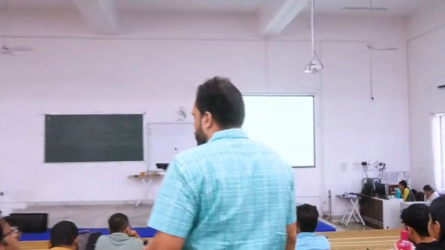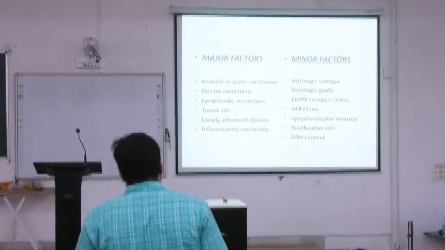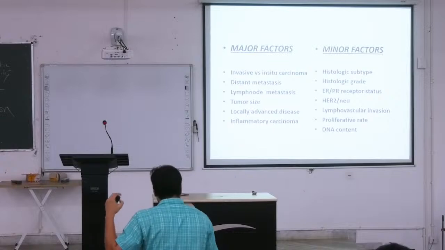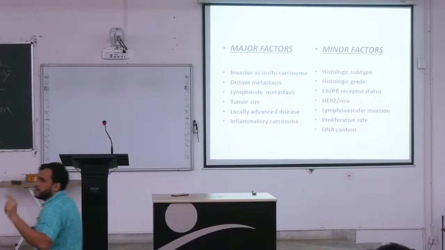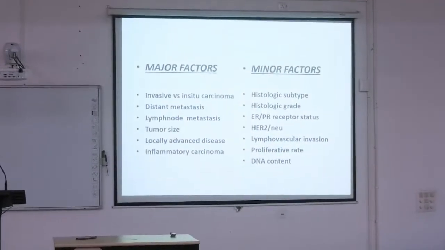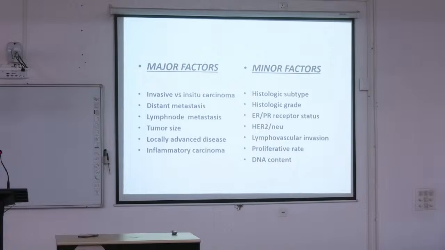What is an inflammatory carcinoma? Lymph node obstruction is happening. Inflammatory carcinoma has a very poor prognosis. So at least these are the major prognostic factors, and you must remember all of them: invasive versus in situ, distant metastasis, local spread, lymph node metastasis, tumor size, locally advanced disease, and inflammatory carcinoma.